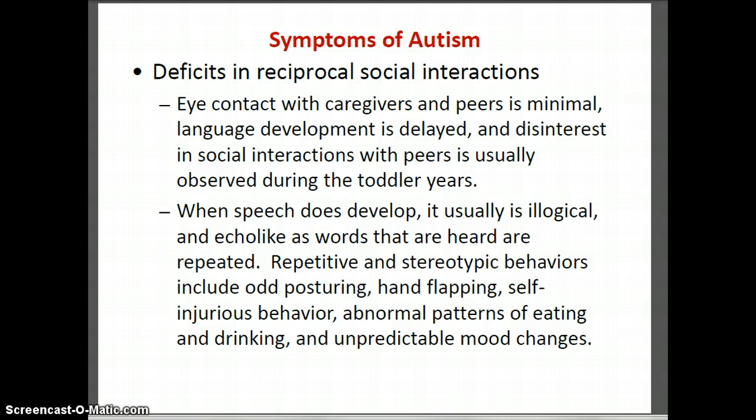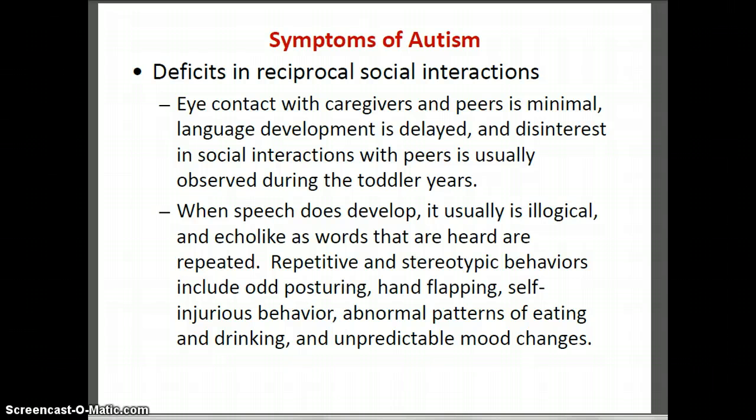Here are some of the symptoms. I want you to take a look at these. It is difficult for an autistic person to have direct eye contact. So you will often find someone with autism just sort of gazing away from you. Speech is often illogical and echo-like, although there are degrees of autism, anywhere from mild autism, sometimes called autism spectrum disorder, to more severe. So there is a continuum.